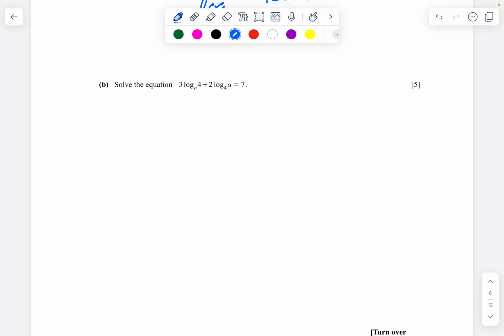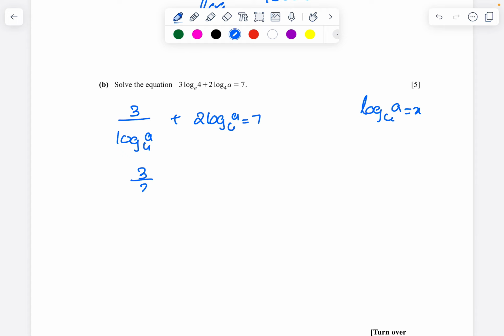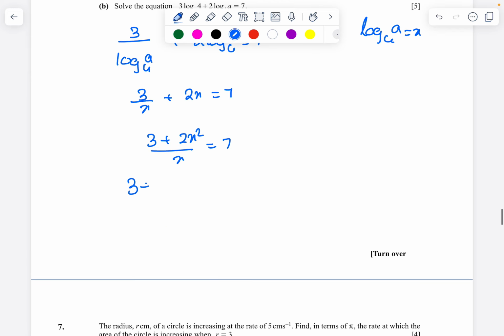Solve the equation: 3 divided by log a to the base 4, plus 2 log a to the base 4, equals 7. So let log a to the base 4 equal x. So it becomes 3/x plus 2x equals 7. So (3 plus 2x square) upon x equals 7. 3 plus 2x square equals 7x. 2x square minus 7x plus 3 equals 0.